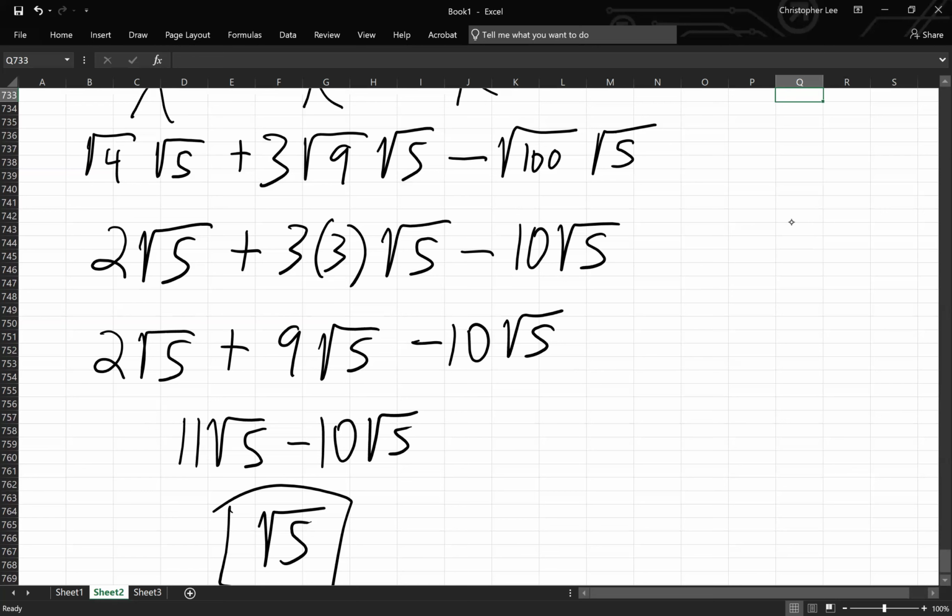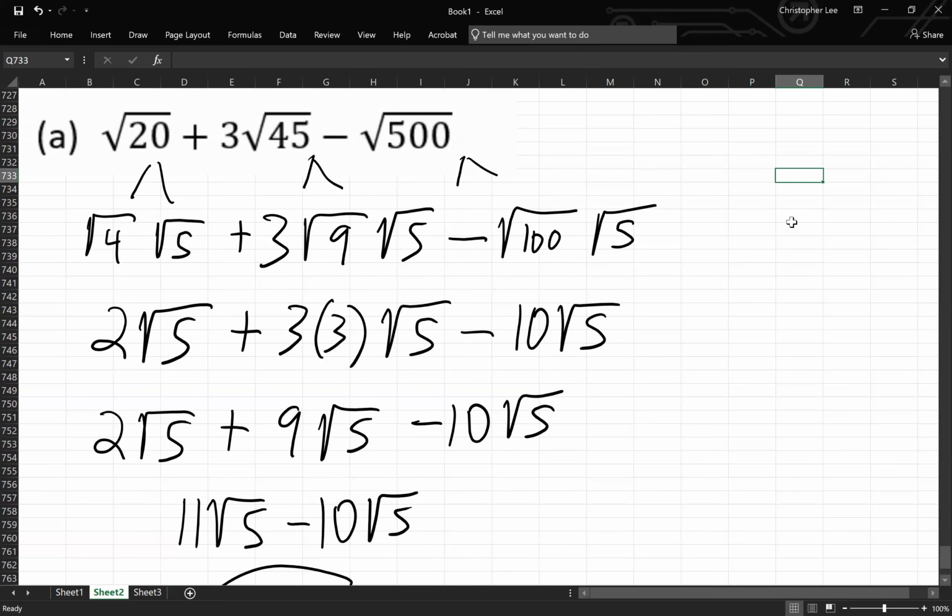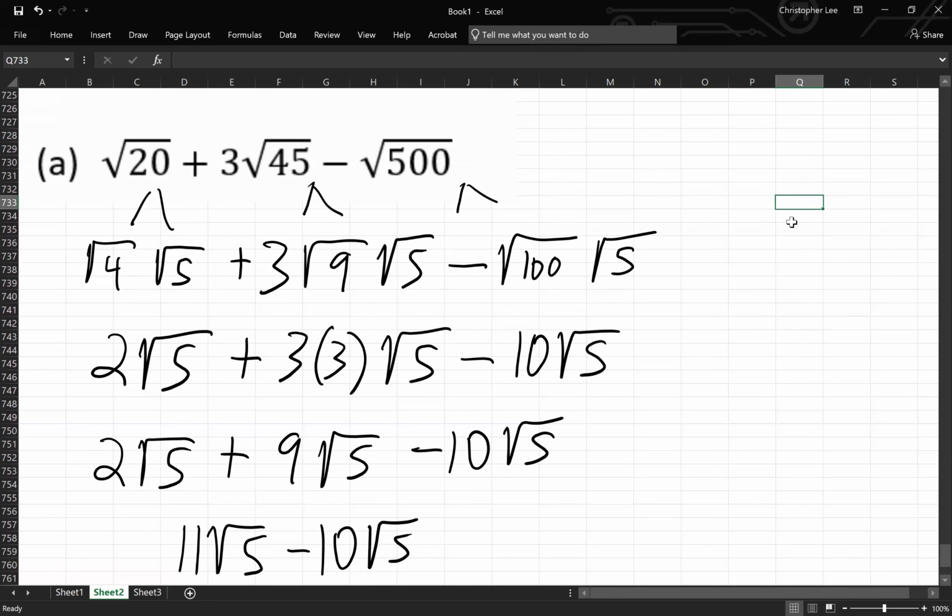So what we did was we found the largest perfect square to go into each number, and then we just broke it down using that. If you can't tell what the largest perfect square is, you can always go backwards to figure it out. So what are my perfect squares? You have 1, 4, 9, 16, etc.